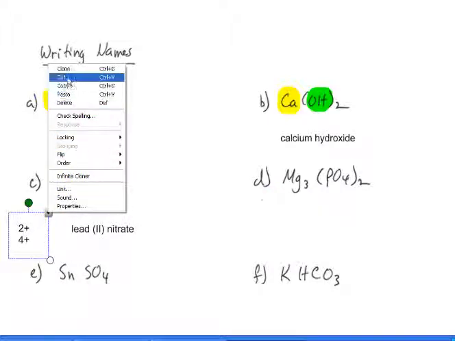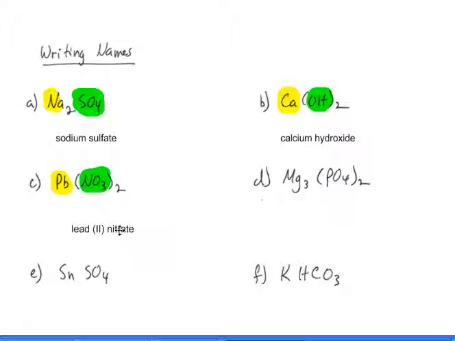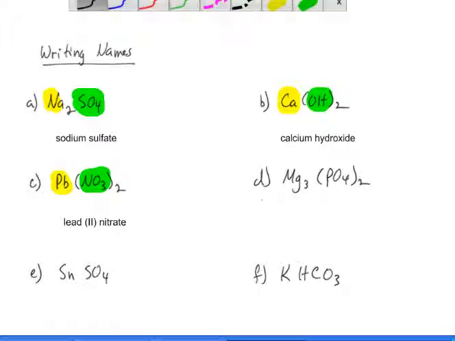So you have to do that when you're dealing with a transition metal, one of those metals that has more than one option. Okay, moving on, we'll look over here. Mg, looks like we have 3 of them there to balance it out. And PO4.